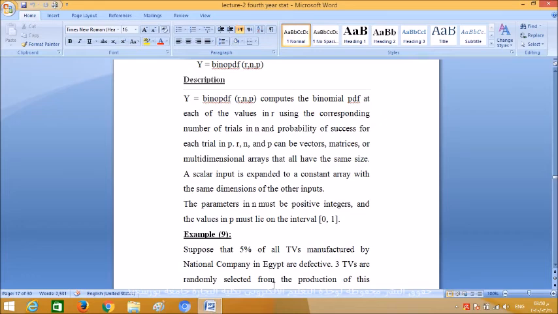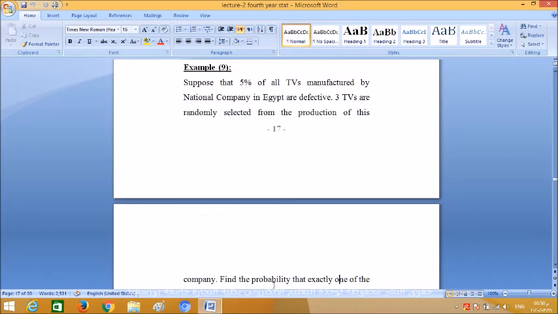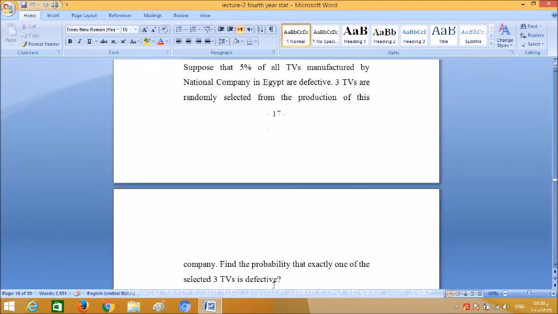5% are defective. Okay, 3 TVs are randomly selected from the production of this company. So we selected 3 TVs. Find the probability that exactly one of the 3 selected TVs is defective. So now we want to select 1 from 3.